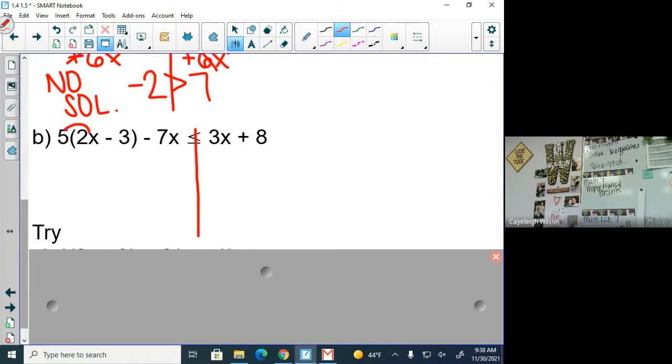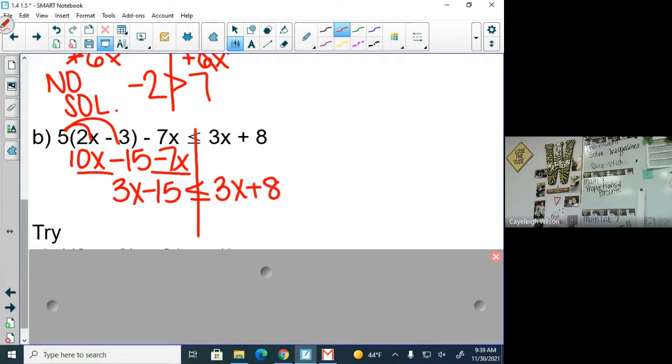Alright, I'm gonna distribute. 5 times 2x is 10x, 5 times negative 3 is negative 15, and I do have some like terms. 10x minus 7x is 3x. On the other side, no parentheses to distribute, no like terms, so I'll just drop it down. Now I'll move all my variables over to one side. It's positive 3, so I'm gonna subtract 3. So 3 minus 3 is gone. And oh, all my variables just canceled out. Does this leave a true or a false inequality? True, because negative 15 is less than or equal to 8. 8's bigger, which is true. So this one is an all solution.